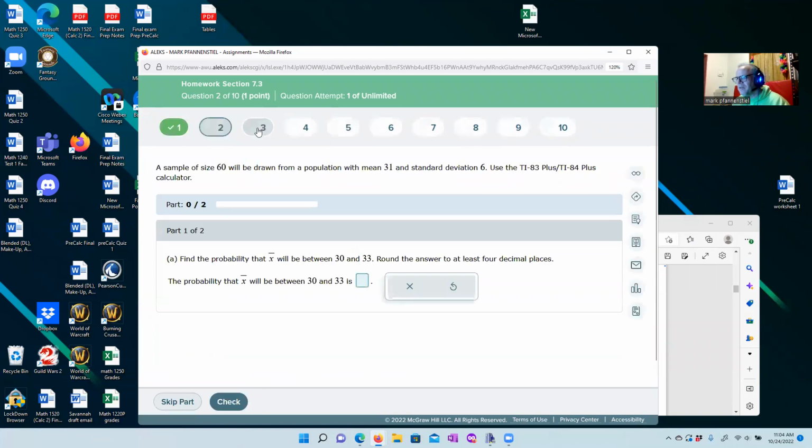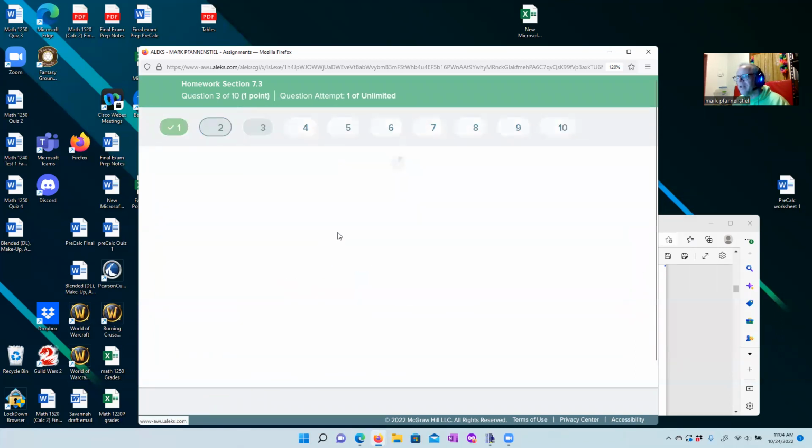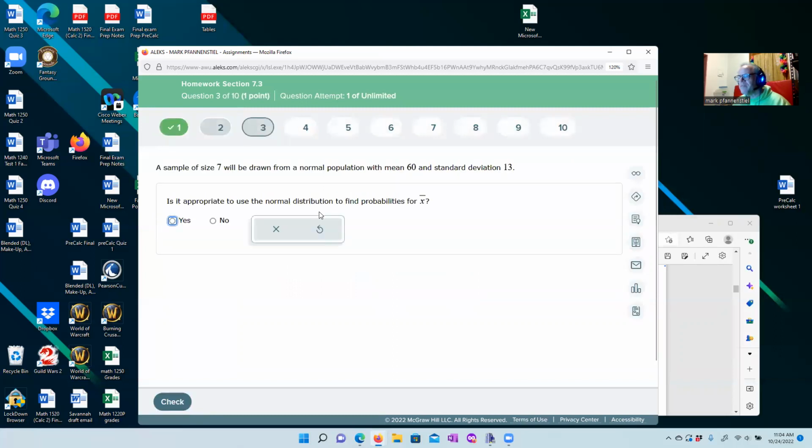A lot of these are actually rather quick. Number 3 is another one that's really small. It says a sample of size 7 will be drawn from a normal population with a mean of 60 and a standard deviation of 13. Is it appropriate to use a normal distribution for the probabilities of X bar?